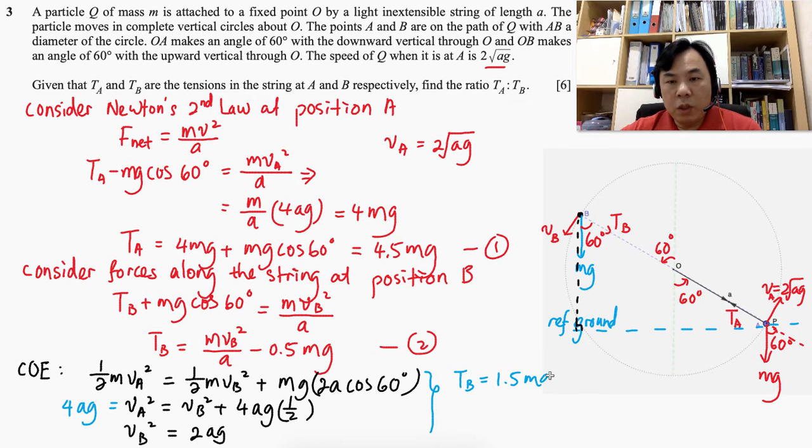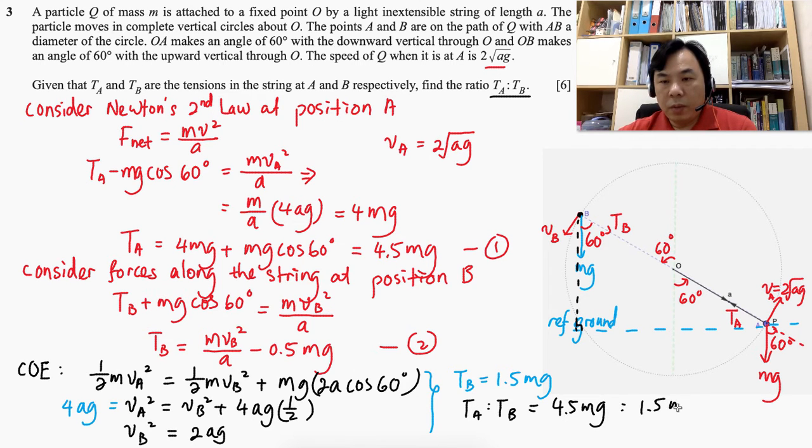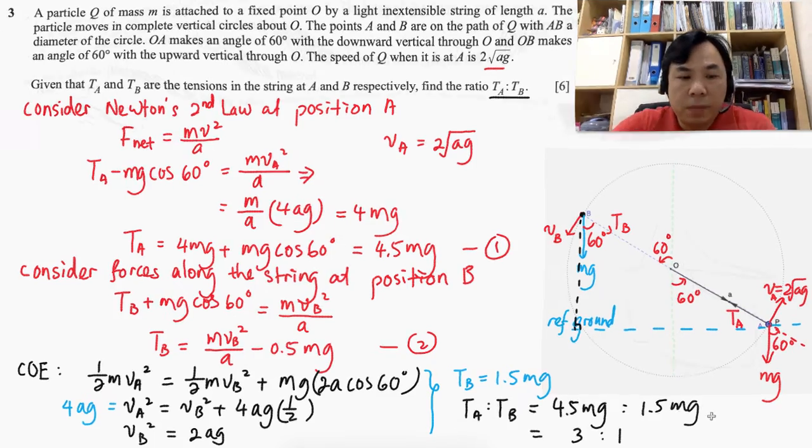1.5 mg then. Okay, and then finally we are interested to find the ratio between TA, tension at position A, and tension at position B. Now that will be given by the tension here, 4.5 mg to 1.5 mg there. Now it's very obvious that is actually a 3 to 1 ratio. So I hope that is clear for this question here. Now I'm going to move on to the next question shortly.